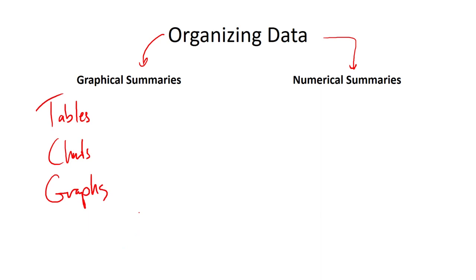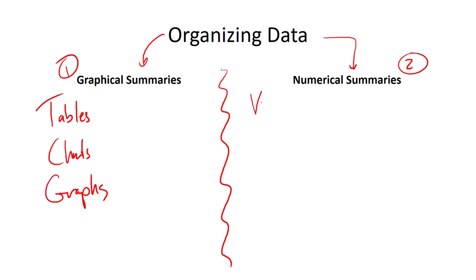That's where you're taking your data and compiling it into maybe a table to simplify it, or maybe you have some graphs that describe the data really well. These are typically your first step: to summarize your data into tables and then maybe make some charts or graphs that describe them. Numerical summaries typically come after that. Numerical summaries are values which summarize a data set.